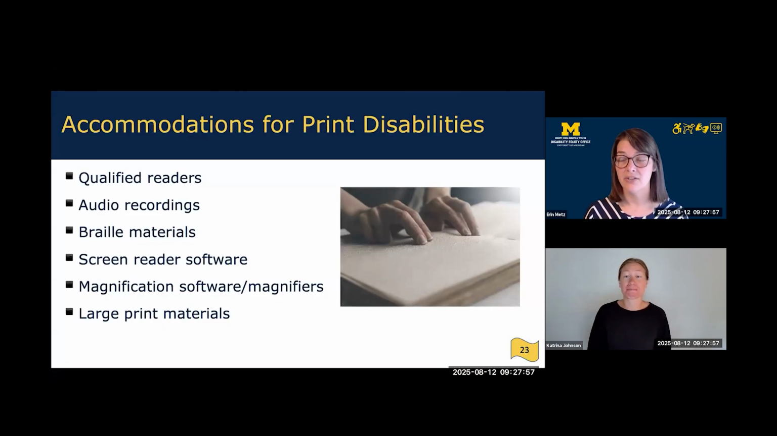There are a variety of accommodations available for individuals with print-related disabilities to ensure equitable access to visually delivered materials. These may include a qualified reader, someone to read information aloud, audio recordings, materials provided in Braille, the use of screen reader software, magnification software, or physical magnifiers, and large print materials. Ultimately, the goal is to provide any effective method that makes visually delivered content accessible to individuals with disabilities, tailored to meet their specific needs and preferences.